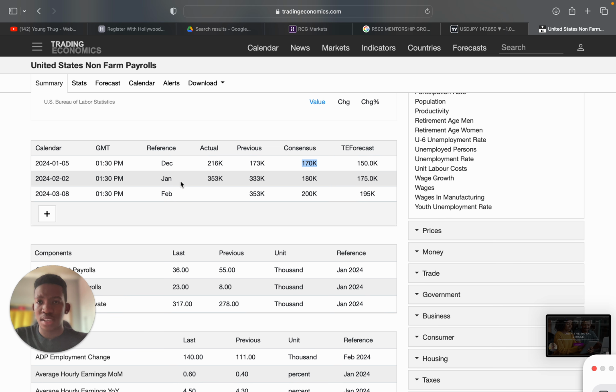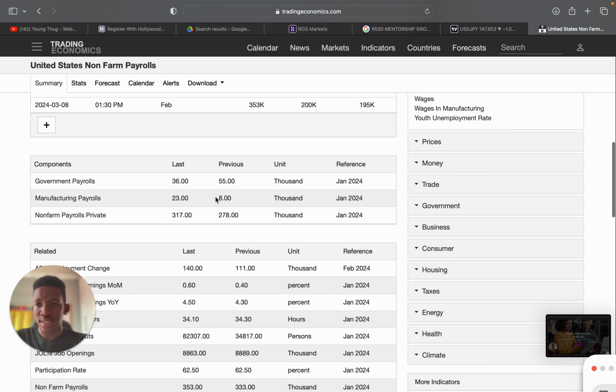So that's the same thing, guys. With January, the actual price went higher. As you can see, the previous was 333, consensus, forecast, etc. So how I use this is I can see that the actual price NFP has been buying from December and January. So right here I can see the probabilities of buying are much more than actually selling.